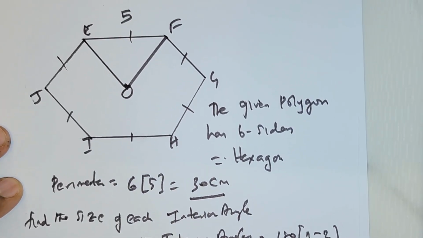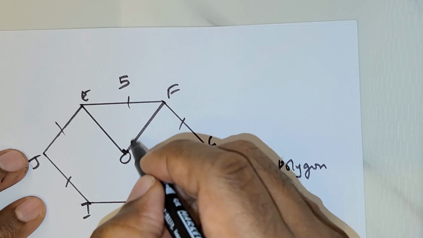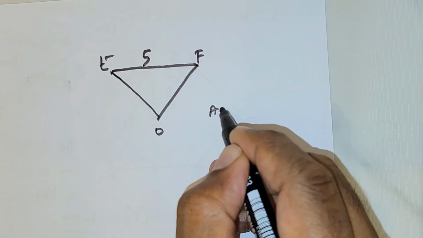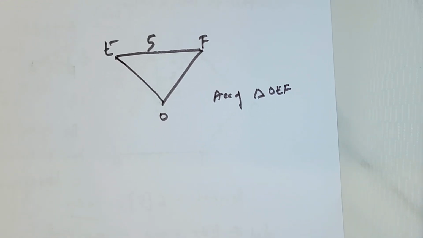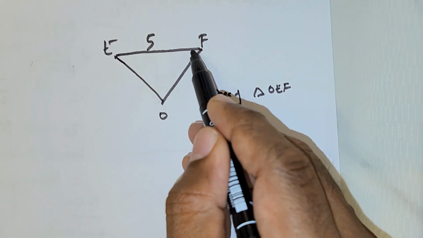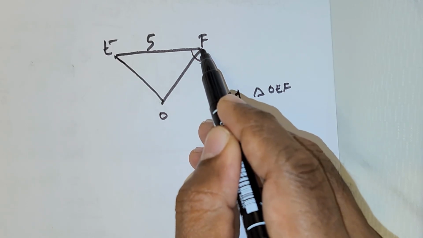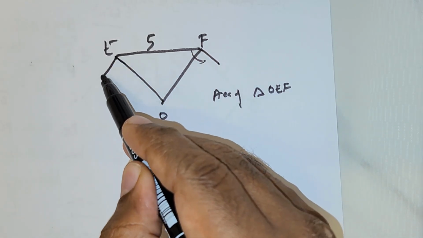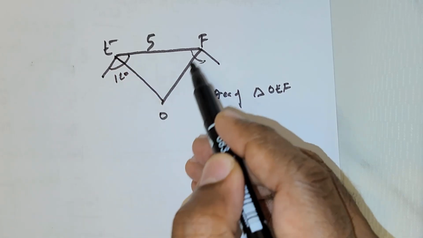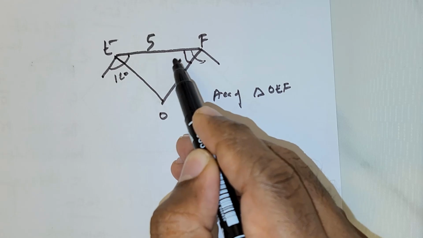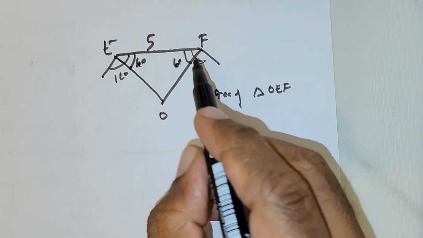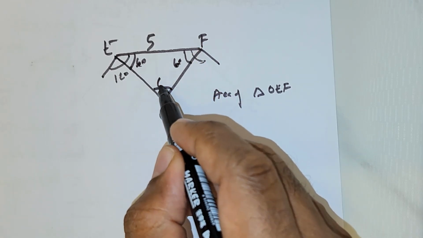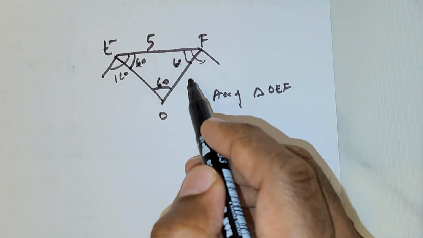Fair enough. Now we are asked to find the area of the triangle OEF. Clearly we know the interior angle, this entire angle is 120, since this is part of the hexagon, but there is a bisector, so this angle is going to be 60, and similarly this angle is going to be 60. If you add up these two angles, you get 120. Naturally, from the law of triangles, this should be 60. So each of these angles is 60 degrees.